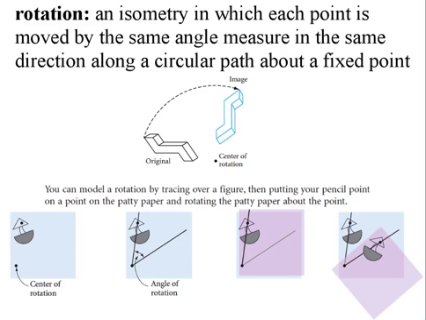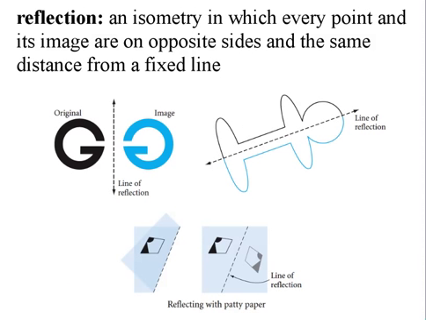Does anybody remember the third one that we had? Reflection, right. A reflection is an isometry in which every point and its image are on opposite sides and the same distance from a fixed line. And so if you notice in the diagram there, they have the line of reflection, which is a dashed line.